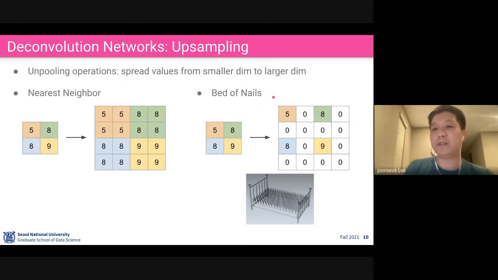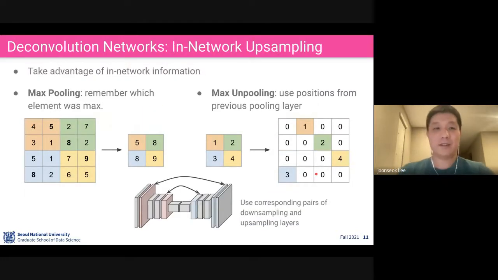Or bed of nails is just zero padding. Those new cells are just filled with zero, and we have just the values from the original values at the new target positions. I think this naming is actually interesting. They named this a bed of nails like this. We have values only at these nails, and all other places are zeros.